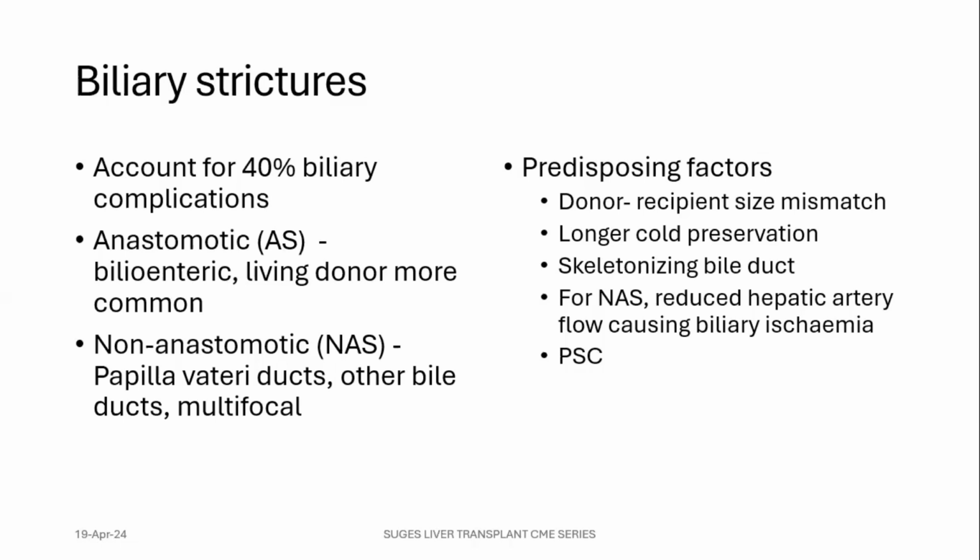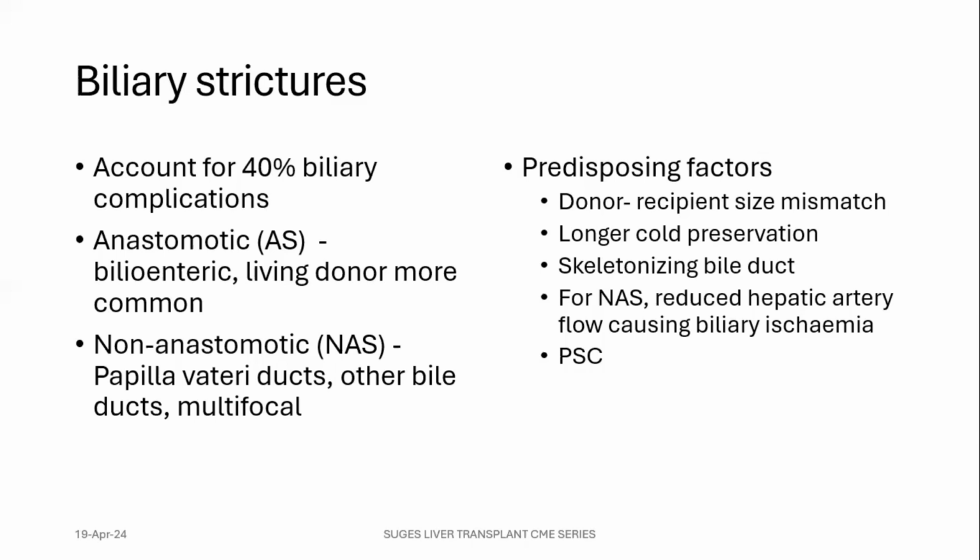Then you can have the non-anastomotic strictures. These occur at other ducts that are not part of the anastomosis between the donor and the recipient. And these can be from papillovatary ducts and other bile ducts. And these ones tend to be multifocal.